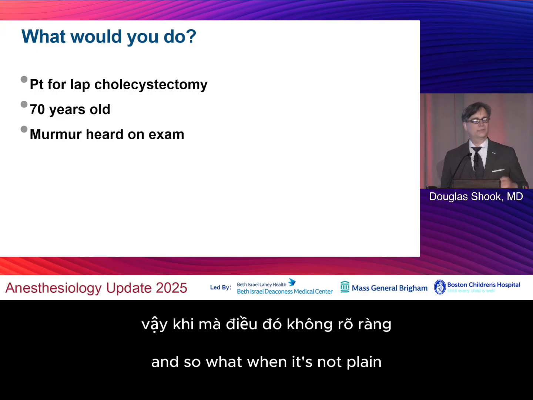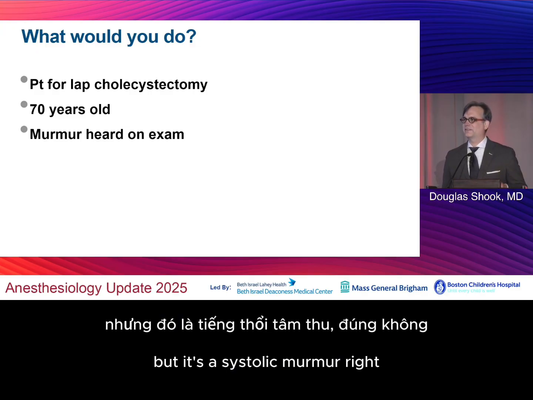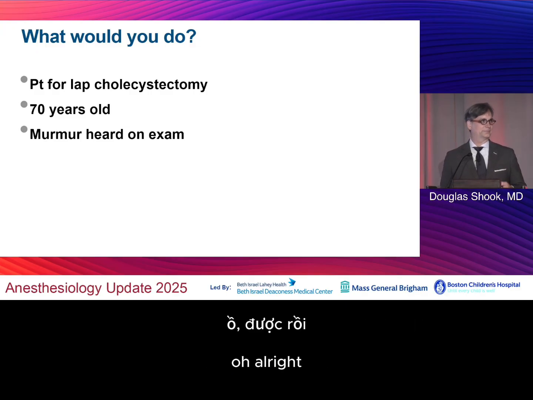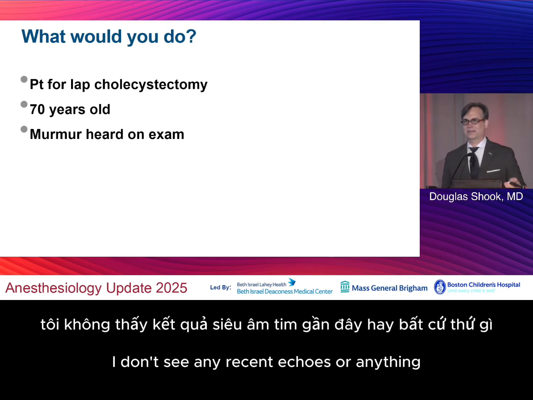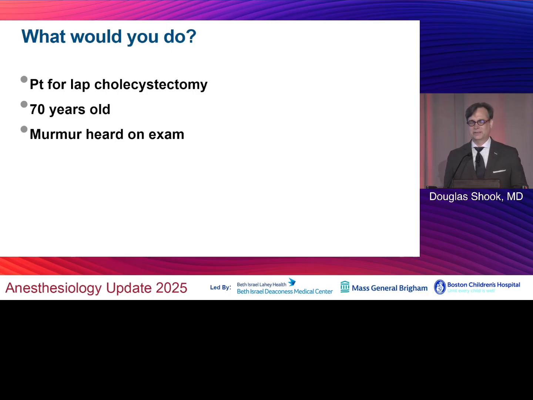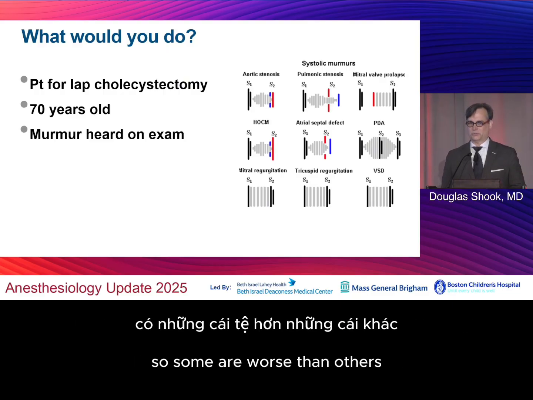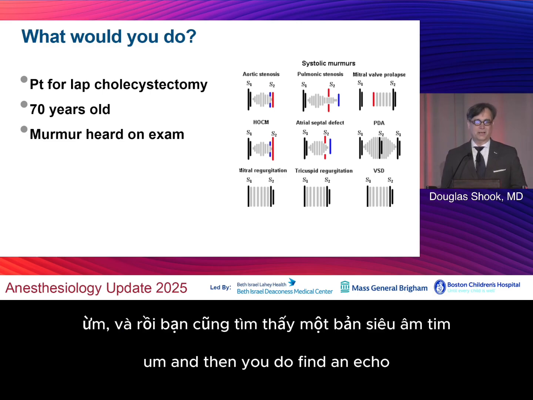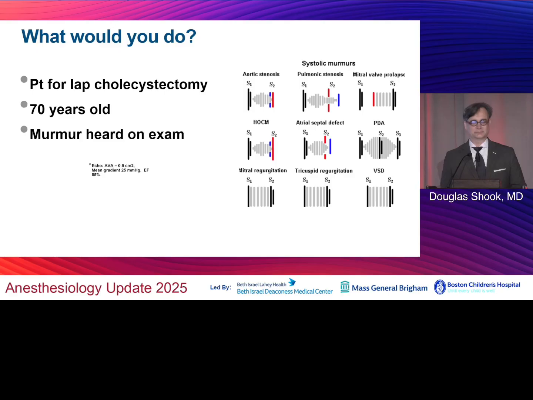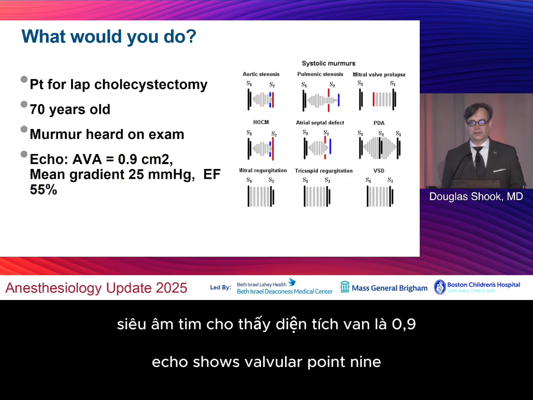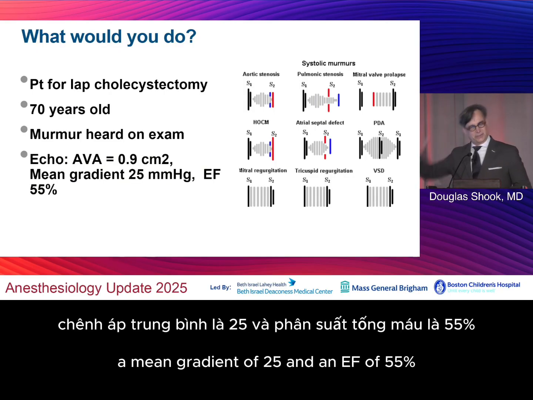And so it's not plain, but it's a systolic murmur, right? So you're like, uh-oh. I don't see any recent echoes or anything. What do I do with this? So you dig a little further, and it could be any one of these things, right? So some are worse than others. And then you do find an echo. Echo shows valve area of 0.9, a mean gradient of 25 and an EF of 55%.